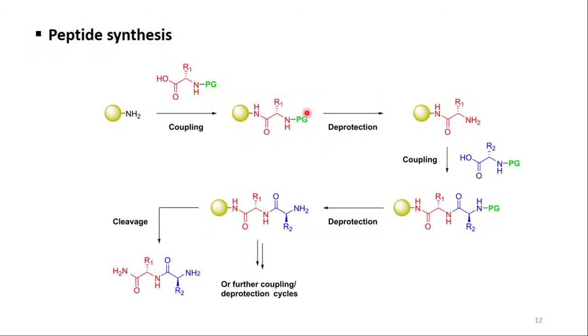Now you deprotect this, and then couple with another amino acid where it is protected. From this reaction, what do you understand? This lobe is polymer supported. You started the reaction with the polymer supported NH2, which reacted with one amino acid to give the CONH bond. Now you have deprotected this part, so NH2 is now available. With this NH2 you couple another amino acid through its COOH, wherein NH is protected.